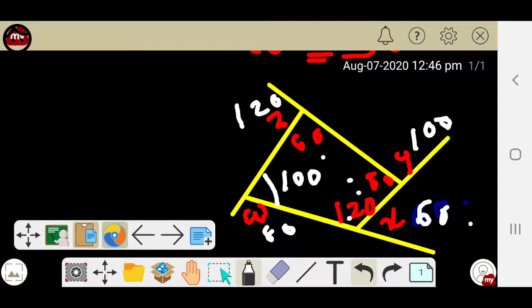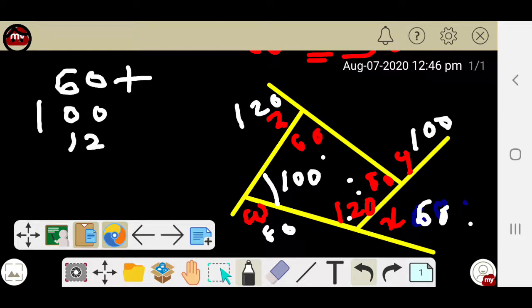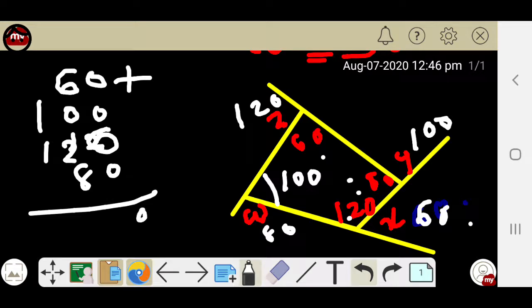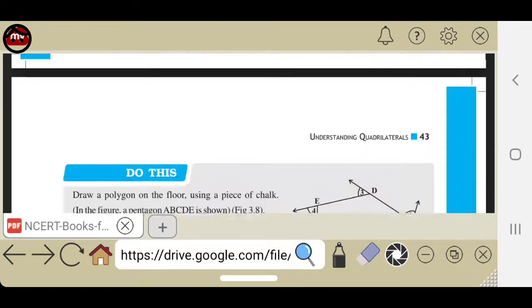Now what is x plus y plus z plus w? x was 60 plus y 100 plus z 120, then w 80. What is the sum? 360. Okay. Then exercise 3.1 over. Next we can move to exercise 3.2.